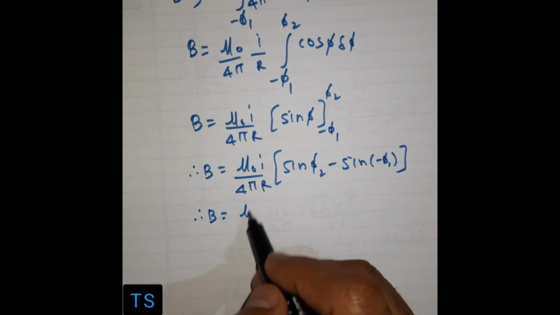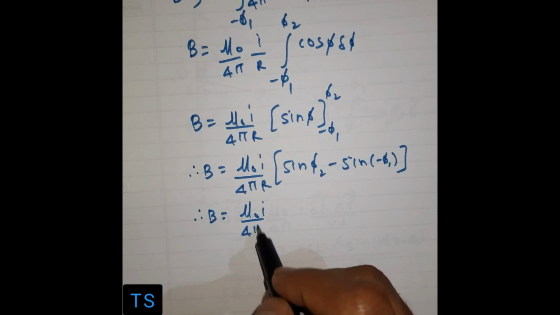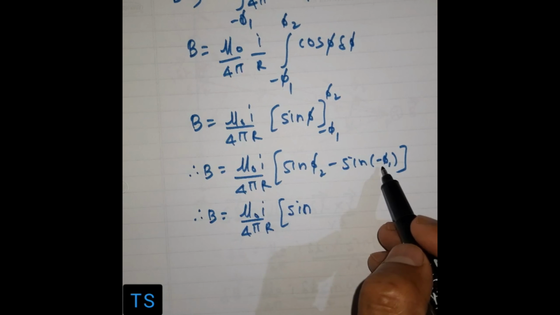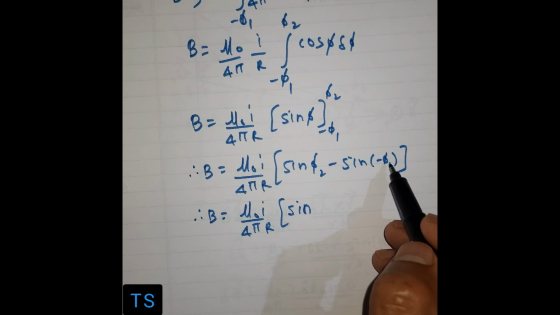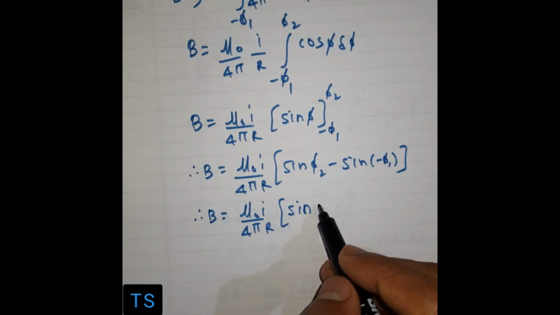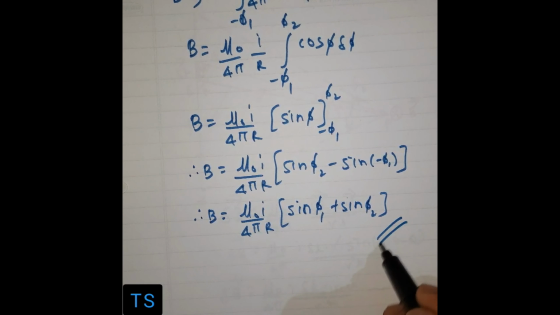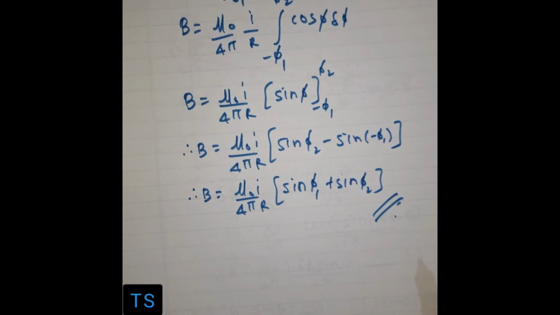Therefore, the value of B here is mu naught I upon 4 pi R. Sine of minus theta is minus sine theta, that minus becomes plus, so sine phi 1 plus sine phi 2. This is the equation you should know how to derive.